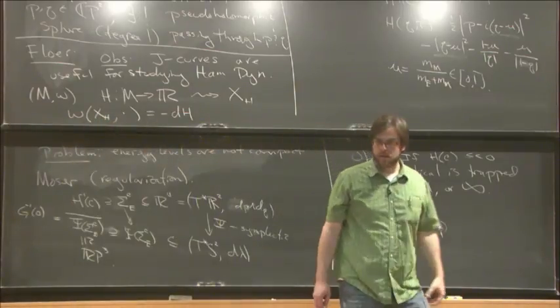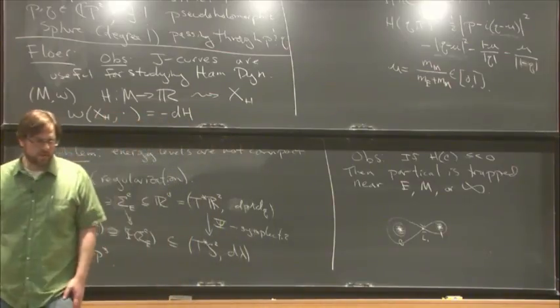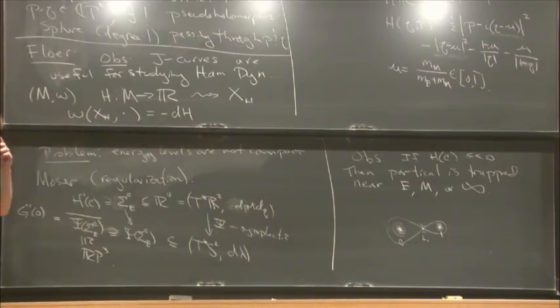So G is a function on T star S2? Yes, G is a Hamiltonian. G would be a Hamiltonian on the cotangent bundle of the sphere. So you are using that for a collision, it's like a two-body problem. I'm sorry.